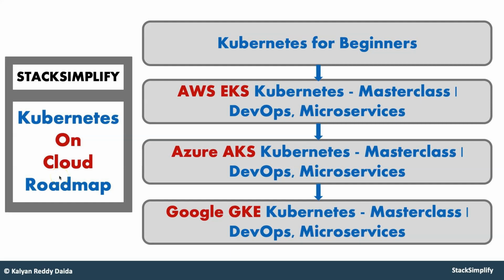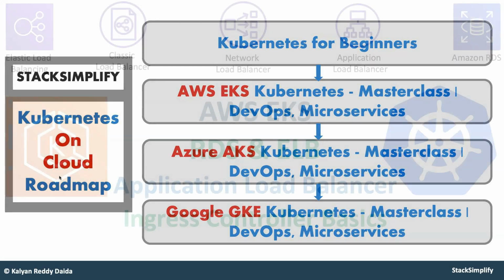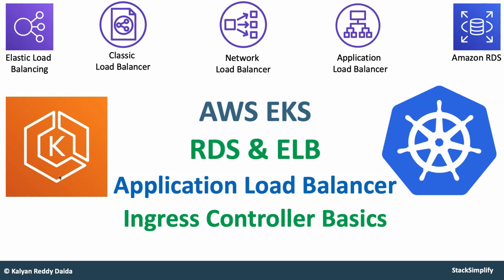Welcome back. In this lecture, we are going to understand about AWS application load balancers. So, how are we going to create AWS application load balancers from Kubernetes? That is where the concept called ingress controller starts. Using the ingress manifest that we write in Kubernetes, we can create application load balancers on AWS.